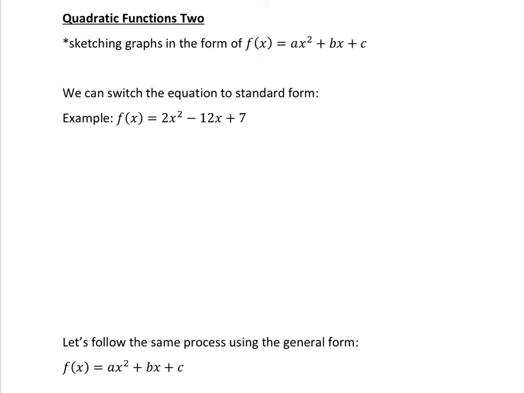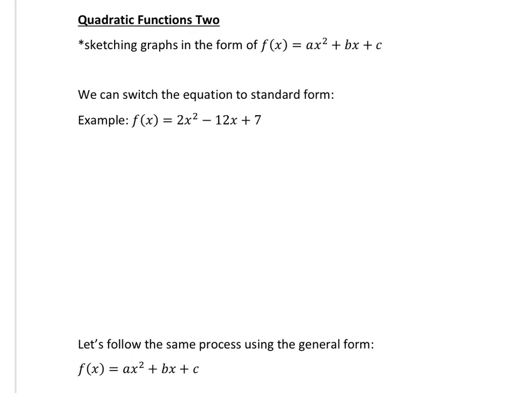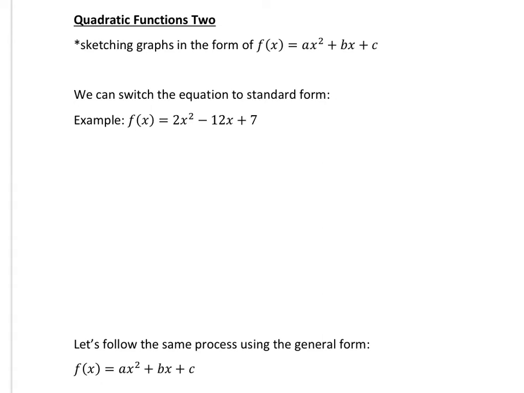In this part 2 of sketching quadratic functions, we're going to look at sketching graphs that are in the general form of a quadratic equation, where we have ax squared plus bx plus c. It's not easy to see what the transformations of that function are, so what we're going to do is switch the equation to the standard form, and we're going to do that following these steps, which include something called completing the square, which will remind us of our work with trinomials and factoring that we did first semester.